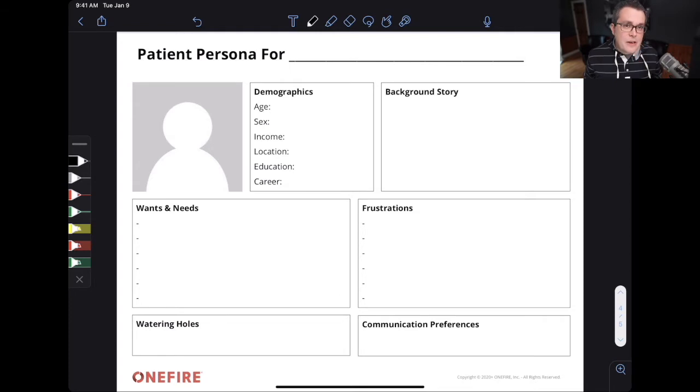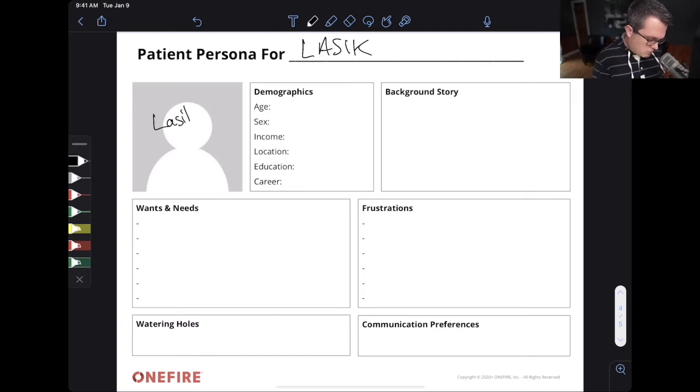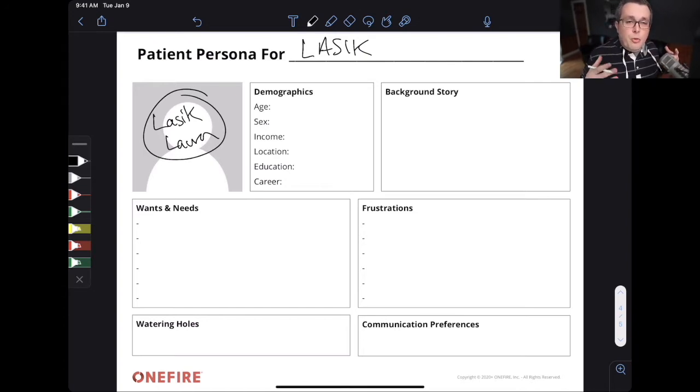So, if we take a dive here into my iPad and start looking at this patient persona worksheet that we use here at ONEFIRE, one of the things that you want to start with is really understanding what service line is it that you're trying to promote. So if we take an example of an ophthalmology practice, I'll just decide that this is a patient persona for LASIK. In fact, we may name this persona so that it's easier to remember. I'm going to call this LASIK Laura. Now, LASIK Laura, you can put a picture here so that you can really identify who this person is. But for the sake of the example today, I'm just going to put LASIK Laura there as the name.